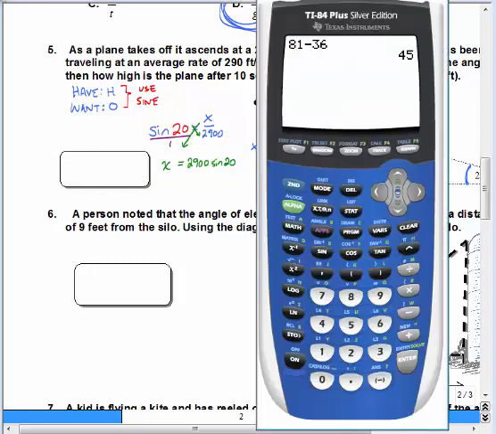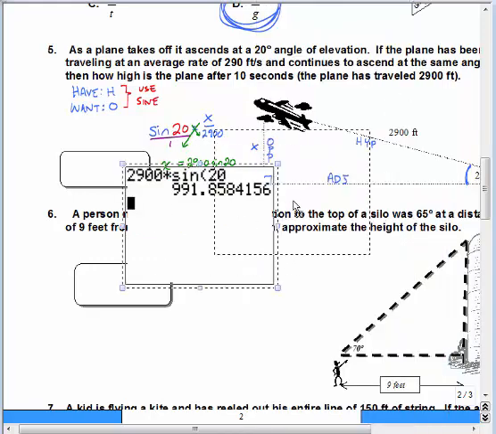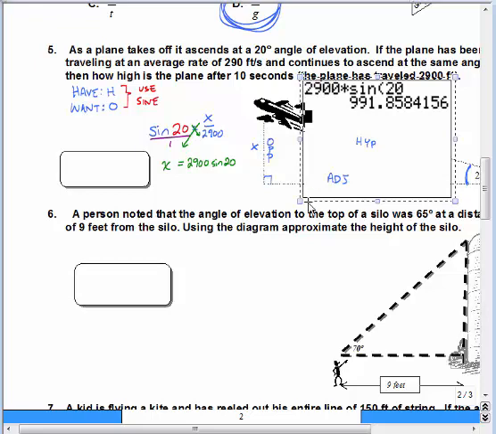So then use our calculator. 2900 times sine of 20. Guess I have to pull the whole screen there, so it looks like 992 feet approximately.